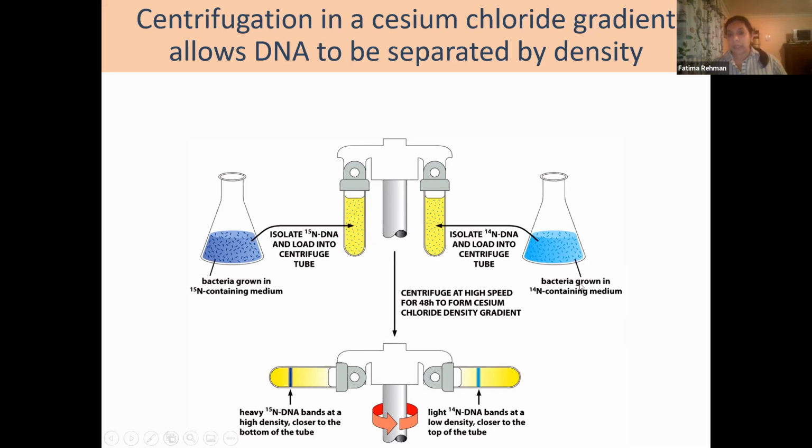So if you run them on a gradient column for density, you will be able to see the difference. You will see that the N14 band is going to run closer to the top of the tube, and the N15, which is heavier, will sink further down. So you could isolate those two populations. Okay, everyone good at that?